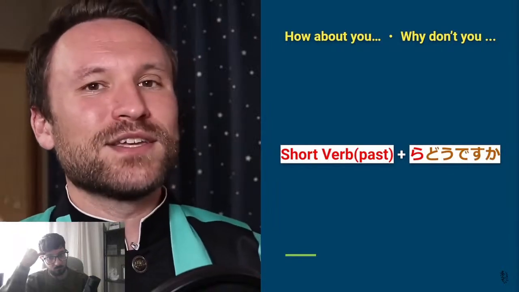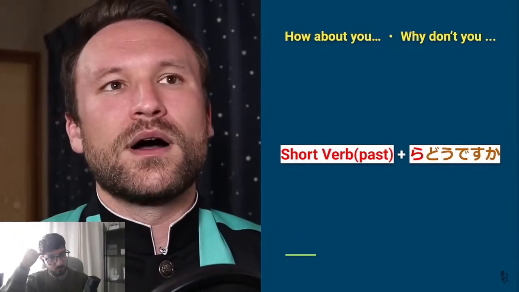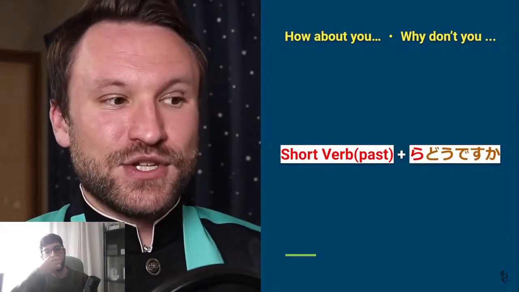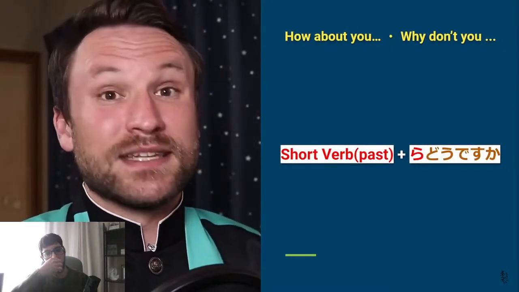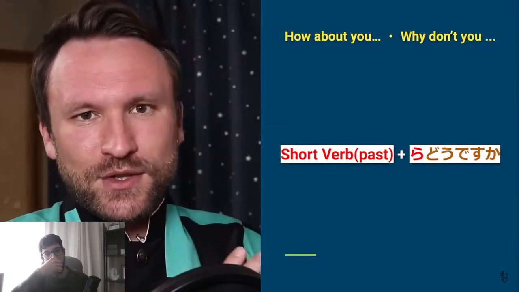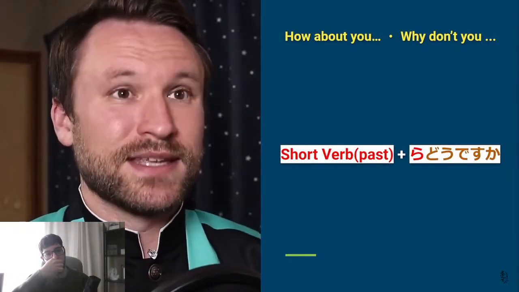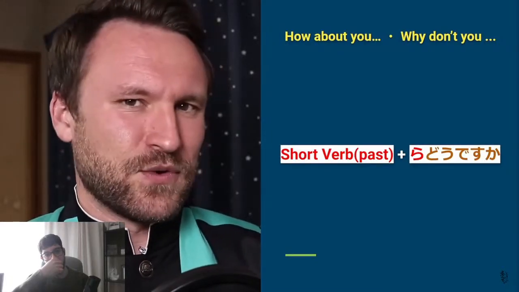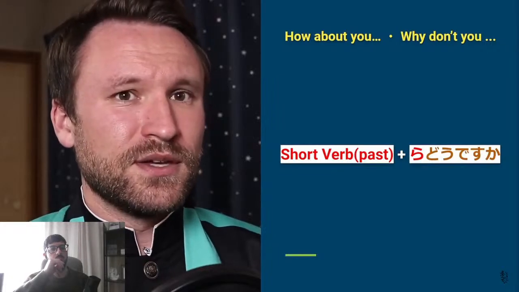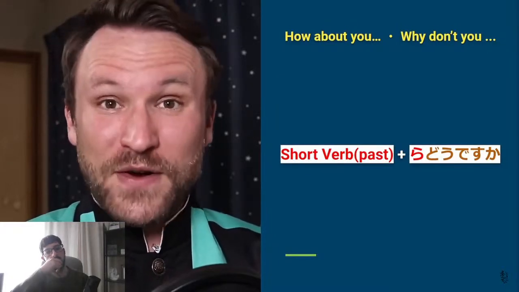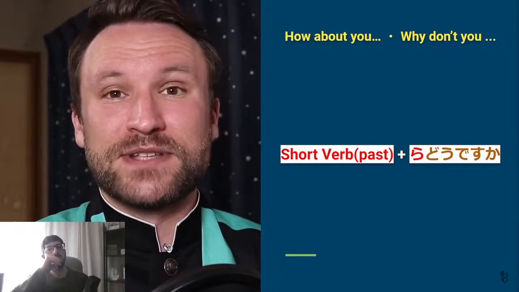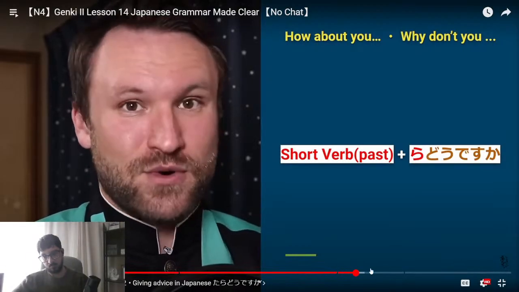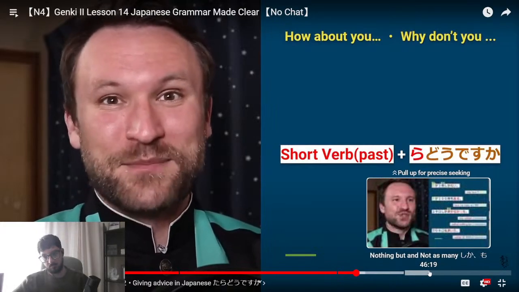Now, we do not use this like we do in English. Like, "Why don't you come over to my house?" as an invitation. In Japanese, you don't use らどうですか to invite people to do things. It's for giving advice, and specifically giving advice when it's asked for. It's actually somewhat rude, very presumptive of you, to offer advice with らどうですか if you haven't first been asked for it. So don't use it unless someone's asking you for advice.